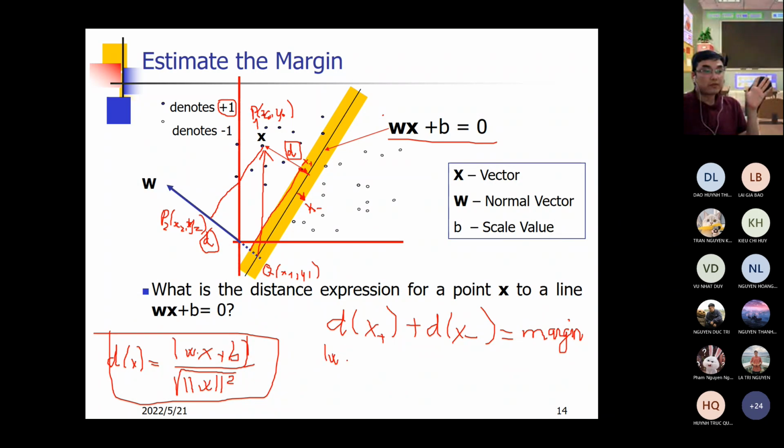So this one will be like x plus p divided by this. Plus this.